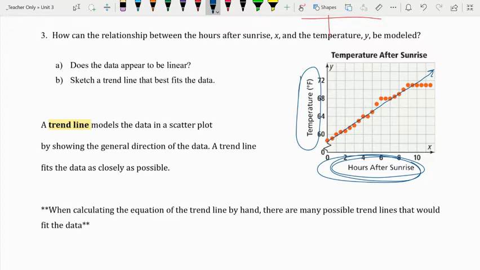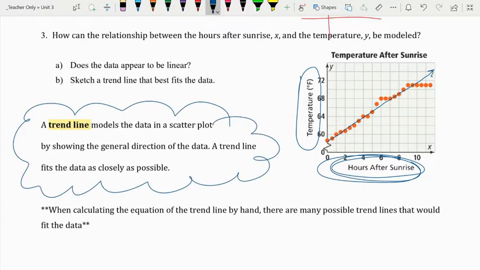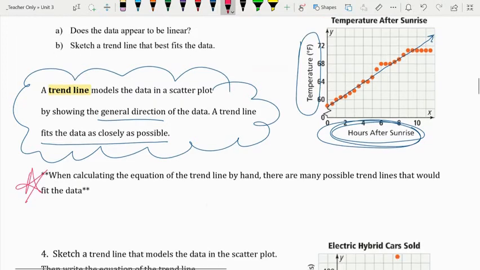Now it says sketch a trend line that best fits the data. Well, I actually just did that, right? I just drew a line that kind of looks like it fits most of the points. So that's what it's saying here. A trend line models the data in a scatter plot by showing the general direction of that data. A trend line fits the data as closely as possible. So I obviously wouldn't draw something like this, because that pink line really doesn't fit a lot of points, only a couple of them. So you want to try to fit as many points as possible or as close to certain points as possible.